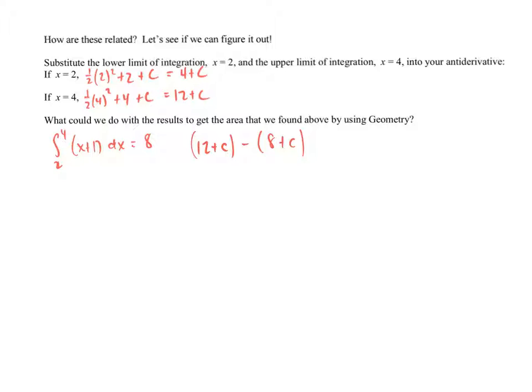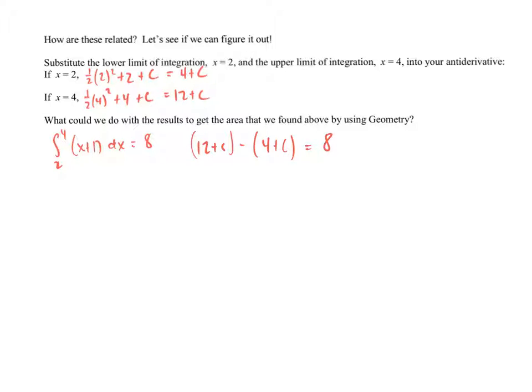Let me erase the 8 and do a 4. So 12 plus c minus 4 plus c, and that would give me 8. Of course, the c's would cancel out. And so what you might notice there is that when we do a definite integral, we don't need plus c because it ends up canceling out anyway.